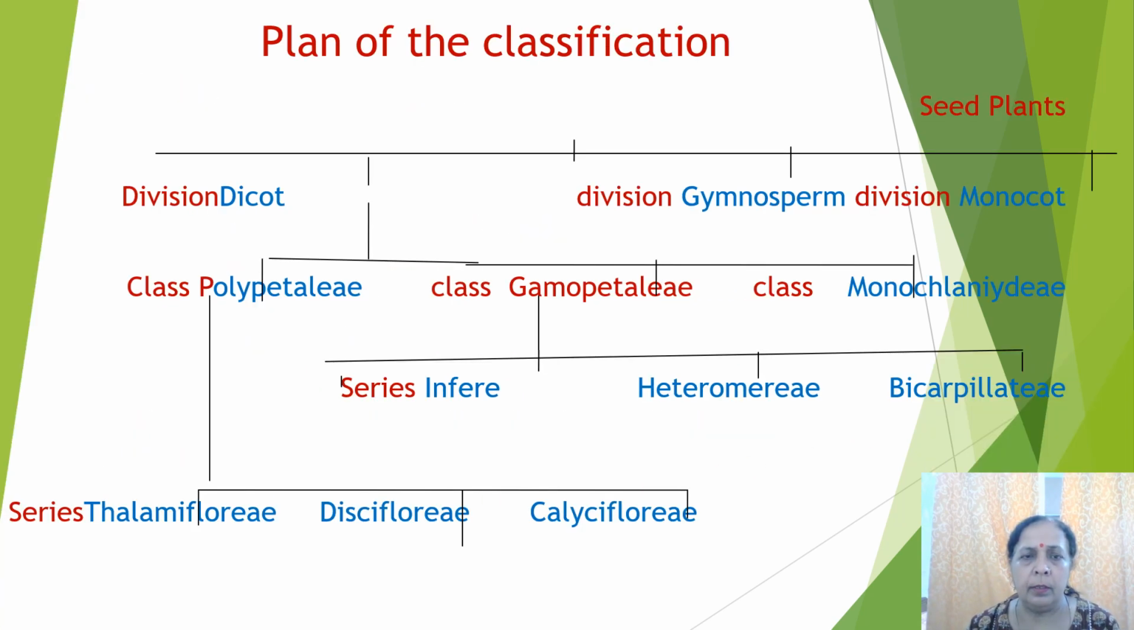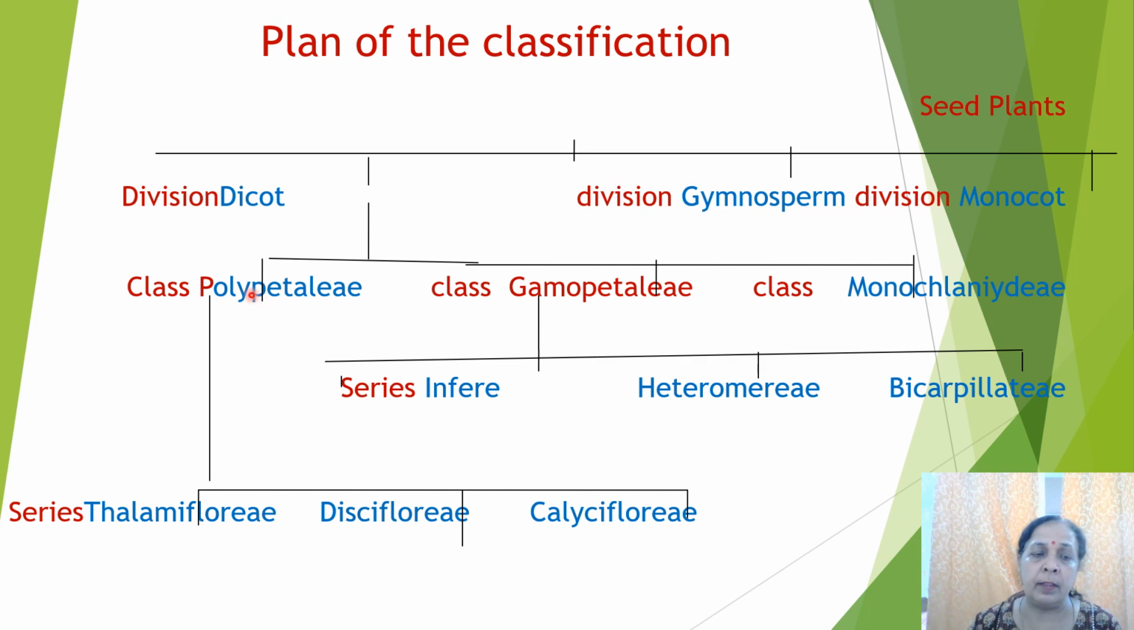This slide is showing the plan of the classification. Bentham and Hooker classified the seed plants on the basis of the character of seed in three divisions: dicotyledons, gymnosperms, and monocotyledons. Monocots are placed after dicots and gymnosperms, and gymnosperms are placed in between dicot and monocot. Again, they have classified the division dicotyledons on the basis of nature of corolla, or nature of petals, in three classes: Polypetalae, Gamopetalae, and Monochlamydeae.